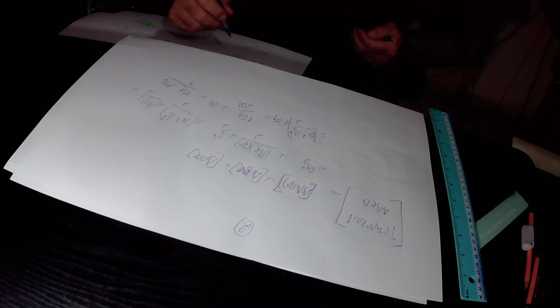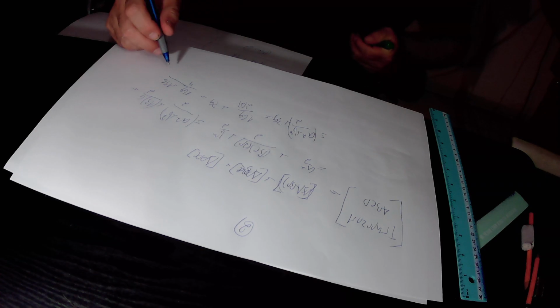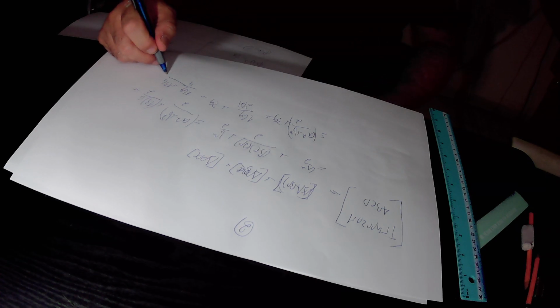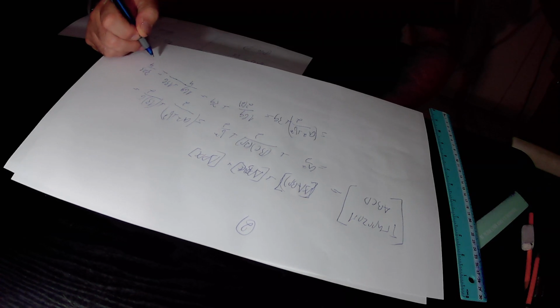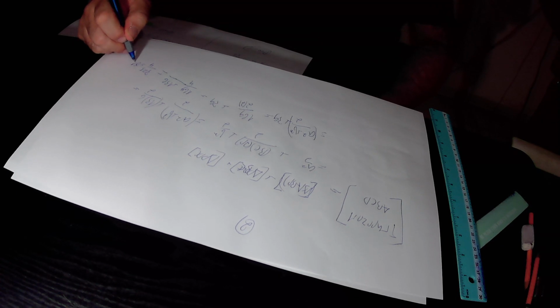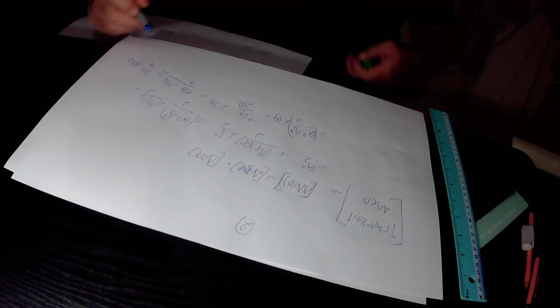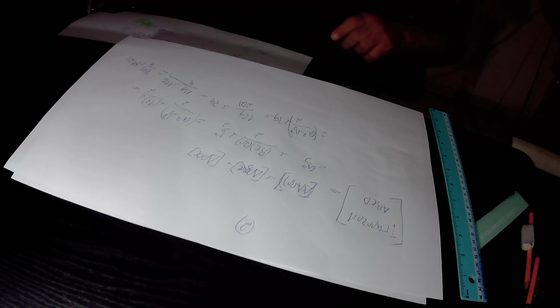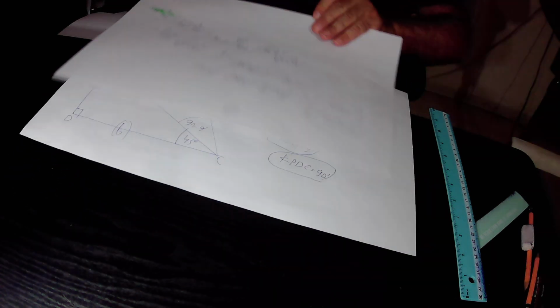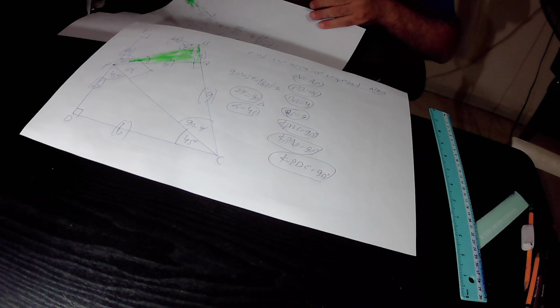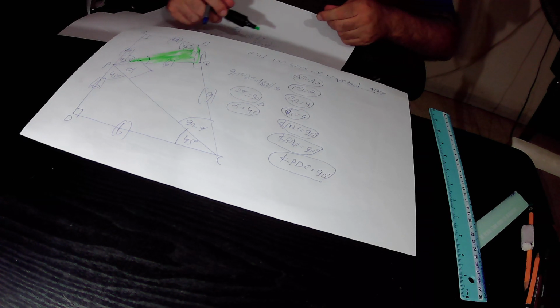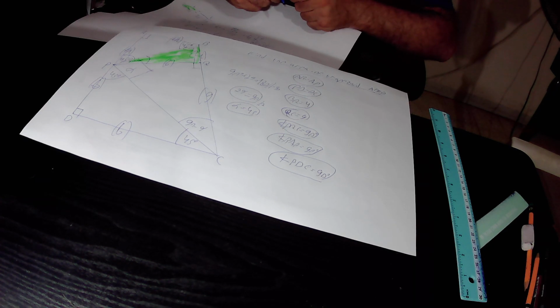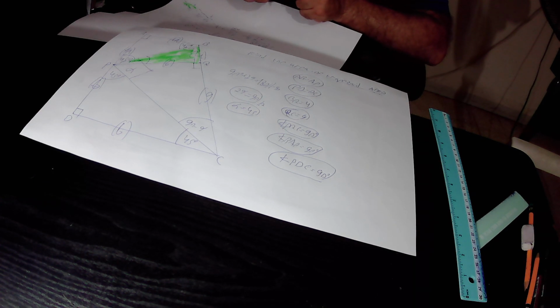So 169 plus 156 is 325 divided by 4. 325 over 4 is 81.25 square meters. So we found out that the area of this trapezoid ABCD is equal to either 325 over 4 or 81.25 square meters. So we finish with the second question.